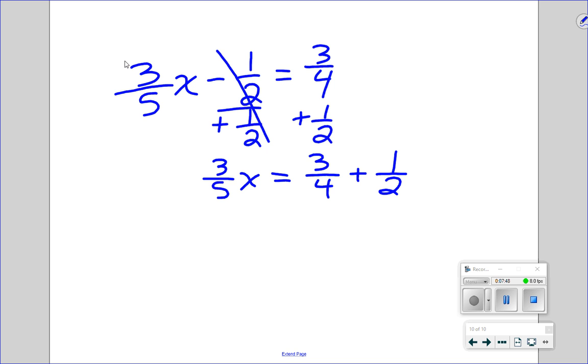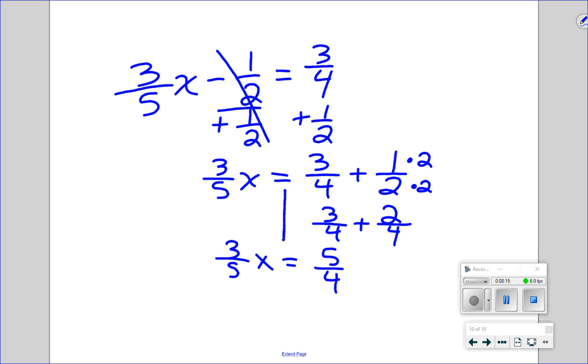Rewrite this horizontally because it's easier to work with fractions horizontally. So I need a common denominator to add or subtract fractions. My common denominator of 4 and 2 can be 4. So I can take this fraction, multiply them both by 2, and I rewrite that as 3/4 plus 2/4, which gives me 5/4. And I still have 3/5 x on the other side of the equation. Just bring everything else down.